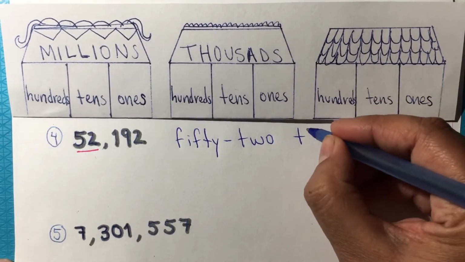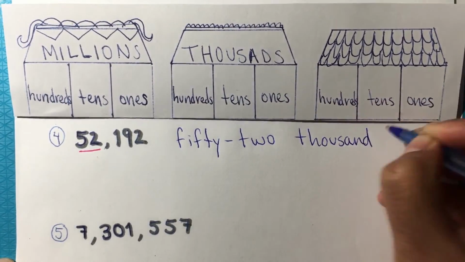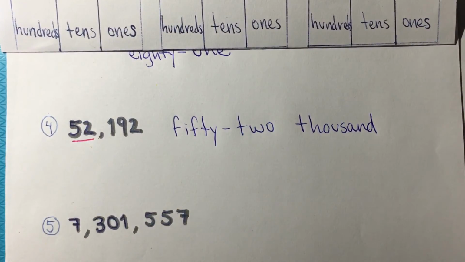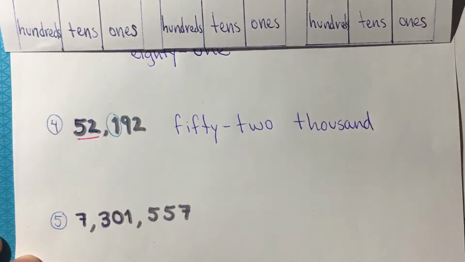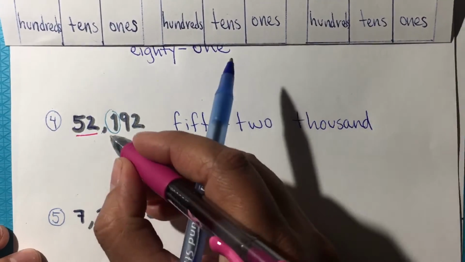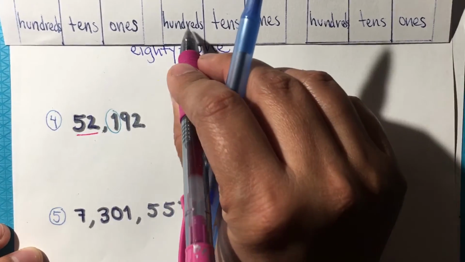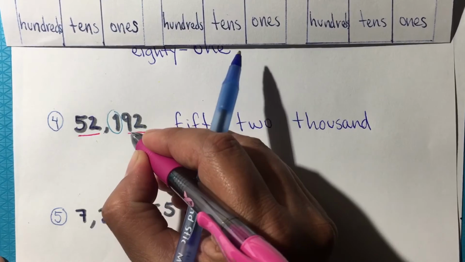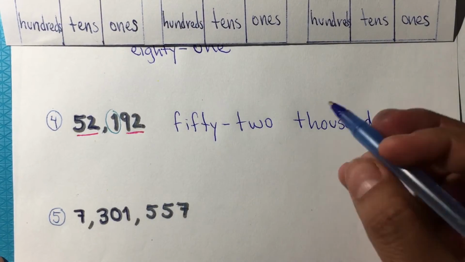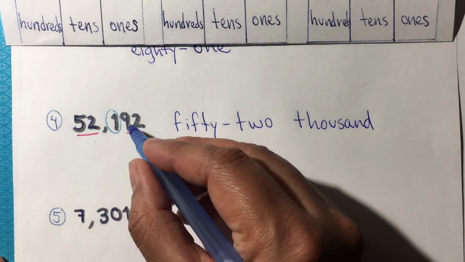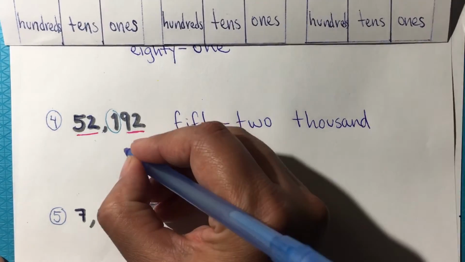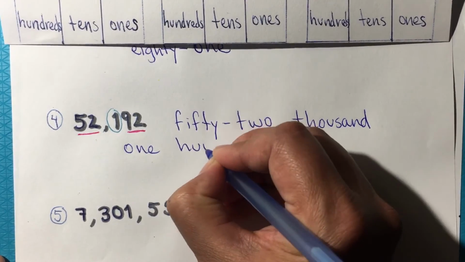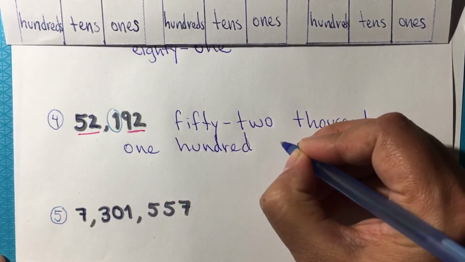52,000. And then the next group is 100. See how when we circle, we do need that name, right? We need the 100 in there. But for the group of 2, we don't need any name. So 192. So 52,192.